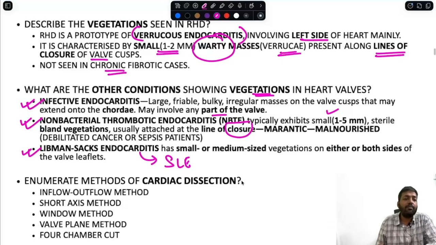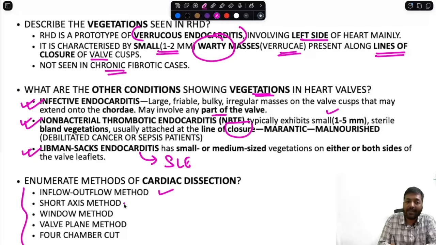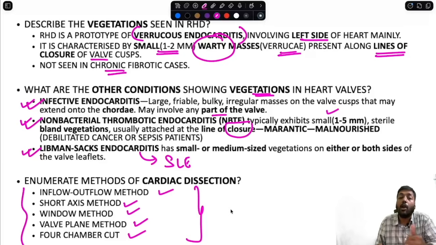Okay. The next important question is, enumerate the methods of cardiac dissection. So what are those methods? We are having the inflow-outflow method, short axis method, window method, valve plane method, 4-chamber cut method. All these will be discussed in detail in the autopsy series.